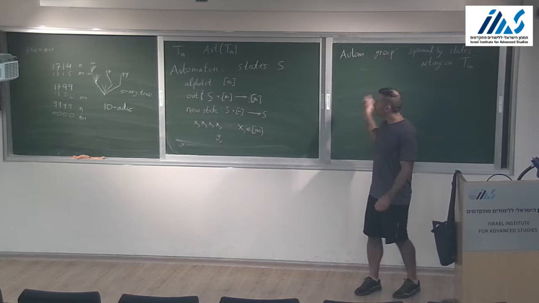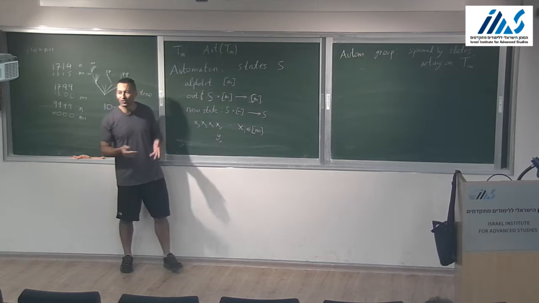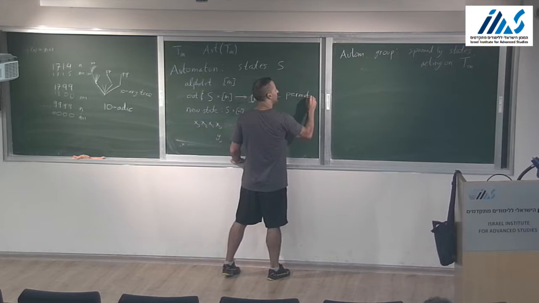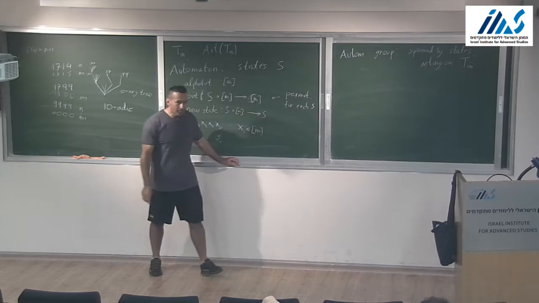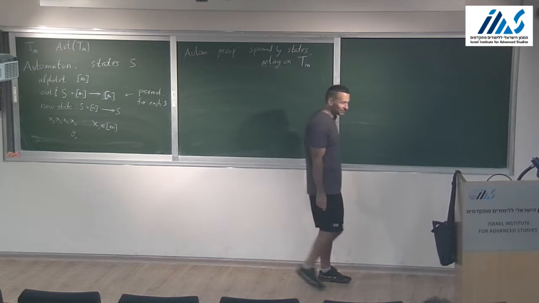Now, in order for this to be an automorphism, there is one extra constraint. The output needs to be a permutation of the input. So if you always output 0 no matter what input, then this is not an automorphism. You map several vertices to the same place. So this should be a permutation for each state S. And if we are given any automaton, we get a group.